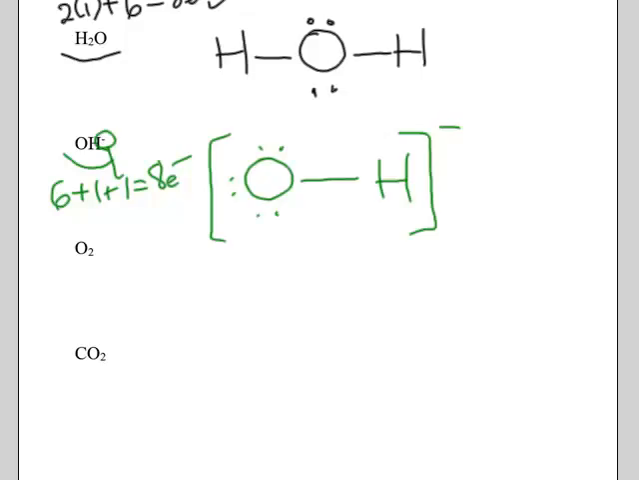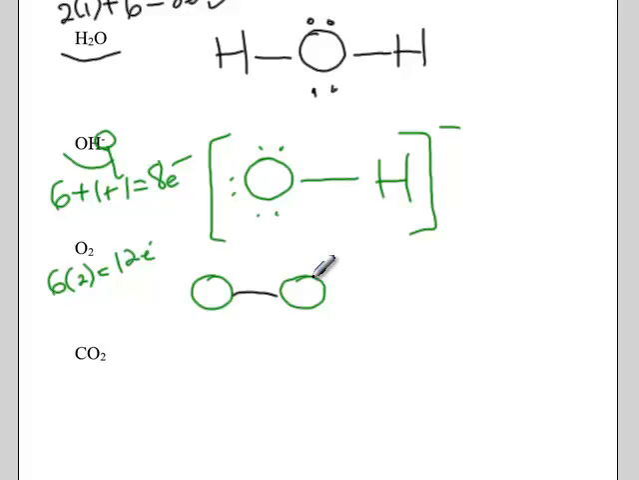Next, we're going to draw the Lewis structure for diatomic oxygen. Again, two atoms. So we have the skeleton arrangement. Each oxygen has 6 valence electrons, so we're going to have a total of 12 electrons in this picture. Start by connecting the two atoms together with 2 electrons.